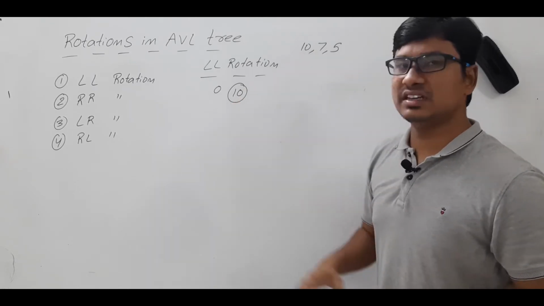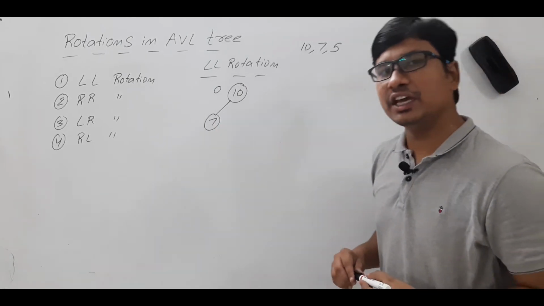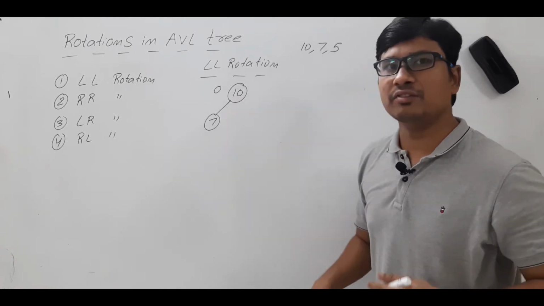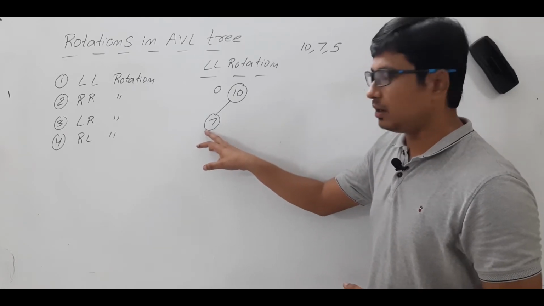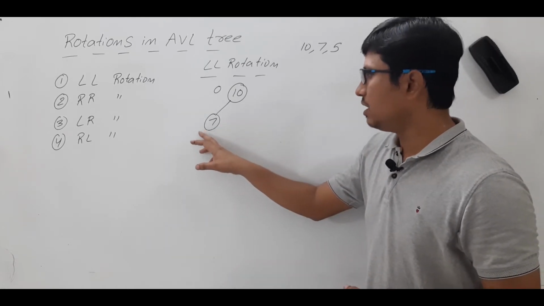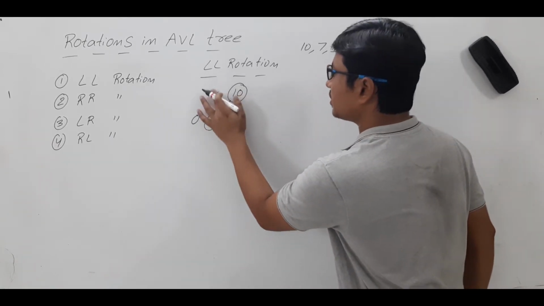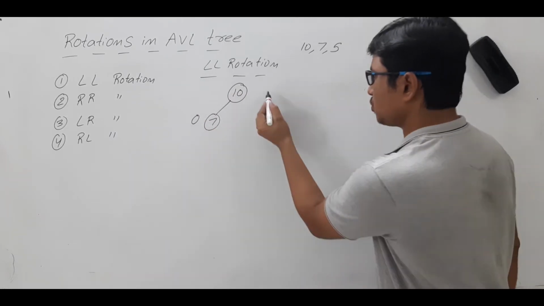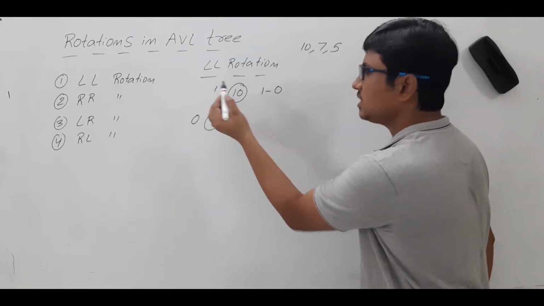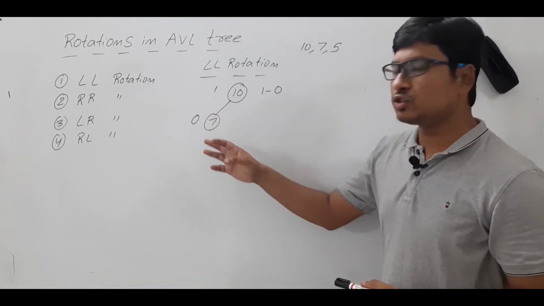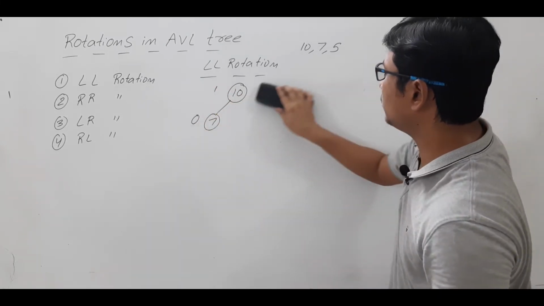7 is less than 10, so you will insert towards the left side. After inserting 7, again you need to compute the balancing factor of all the nodes in the AVL tree. For this one, the height of the left subtree is 0 and the height of the right subtree is 0. For the root, the height of the left subtree is 1, the height of the right subtree is 0, so 1 minus 0 is 1. Still it is okay, because the range should be minus 1 to 1. This is 0, this is 1. Still it is an AVL tree.